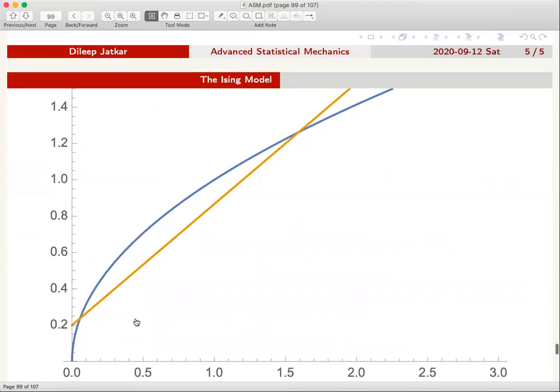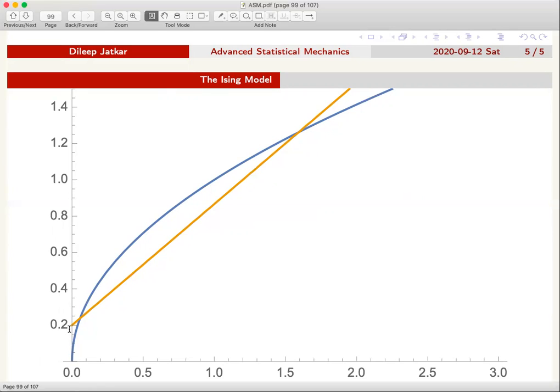Okay, so a convex function is something like this blue line, and this amber line is actually a straight line. If you draw a chord from any point on this curve to any other point on the curve, that chord would always lie above the curve. If you have a function like that, that kind of function would be called convex up.